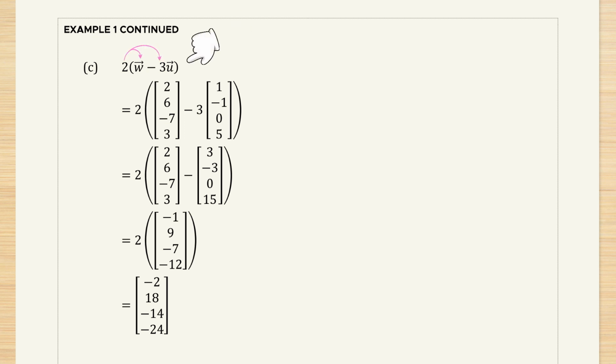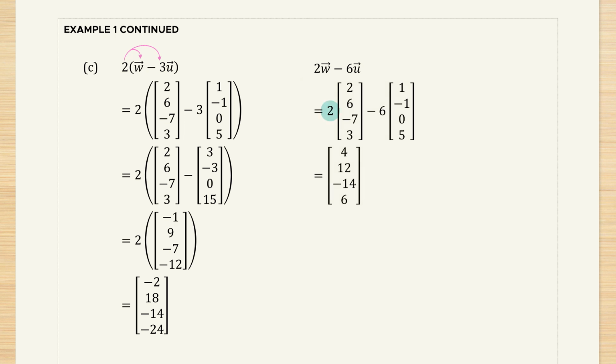Another way of solving this question is to think about distributing that 2 into the brackets. 2 multiplied by w, then 2 multiplied by -3u. We have 2w minus 6u. Multiplying 2 into w, we have 4, 12, -14, and 6. Then multiplying the 6 into u, we have 6, -6, 0, and 30. Notice that we only multiplied the 6 into u, we didn't multiply the negative as well, so the negative sign is still there. And simplify by subtracting these 2 vectors. -2, 18, -14, -24.